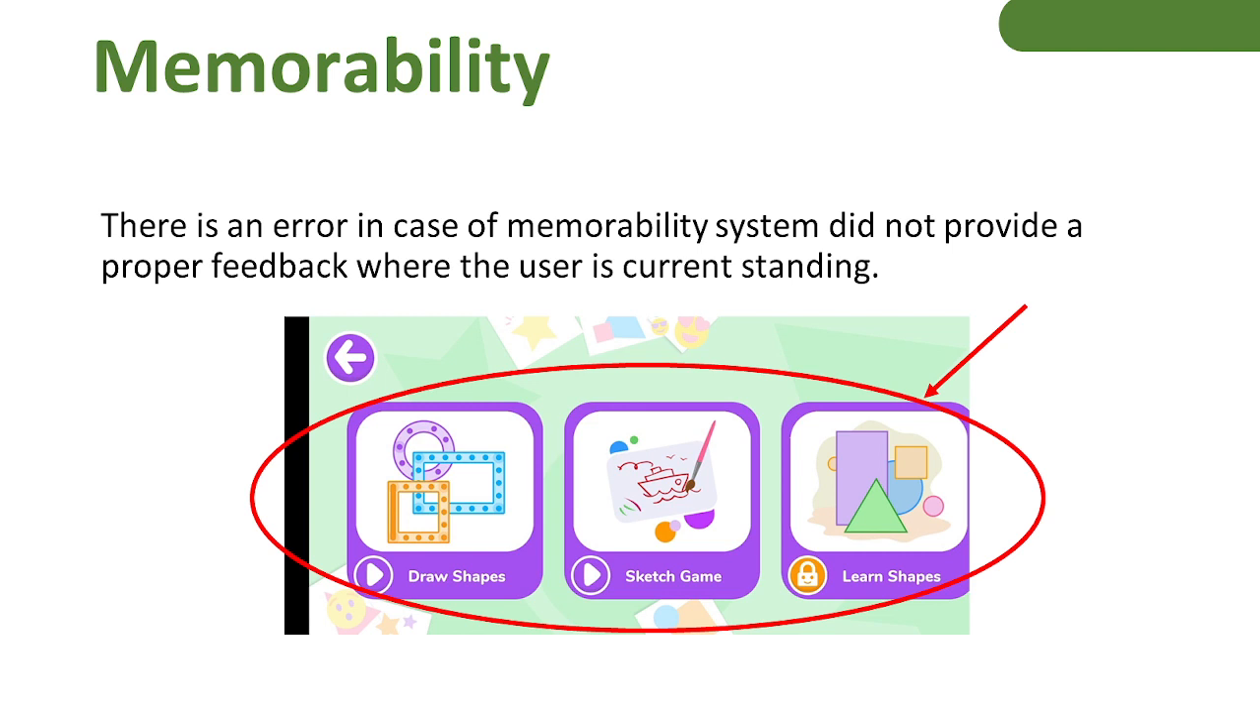And now we are going to discuss the bad point in terms of memorability. There is an error in the case of memorability, that the system did not provide proper feedback about where the user is currently standing. You can say that it is a bad point, that the visibility of the system status is not prominent. You can see in the attached highlighted picture that the user did not know where he is currently standing on the app. So that was the bad point in the case of memorability.